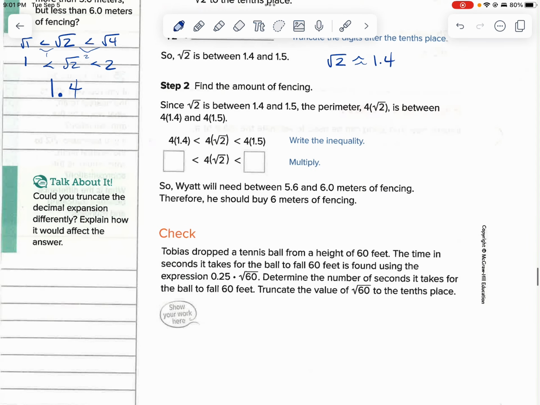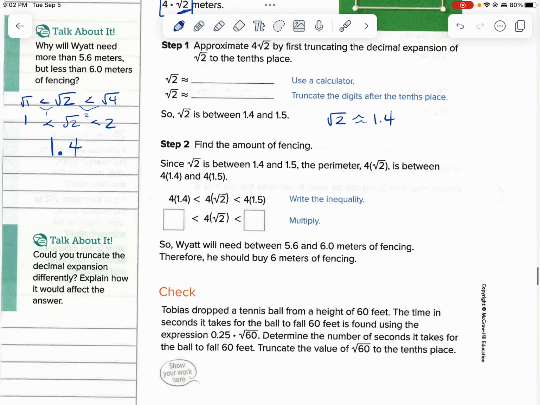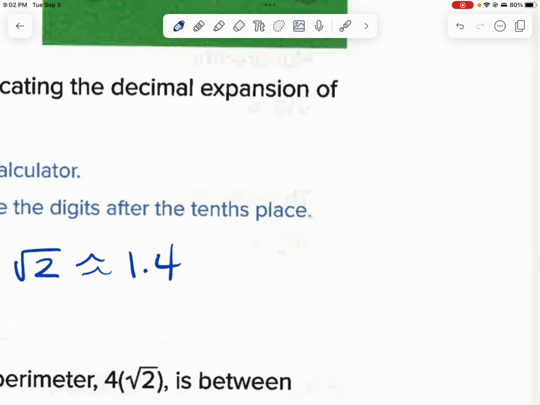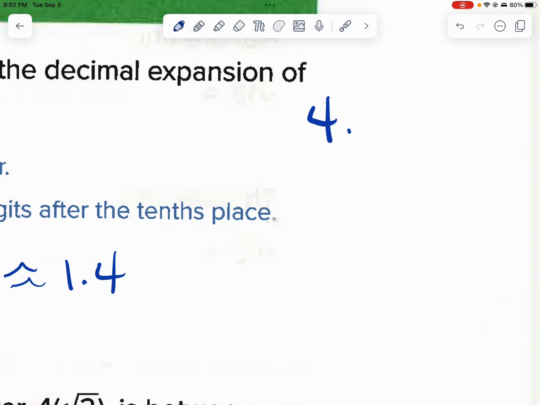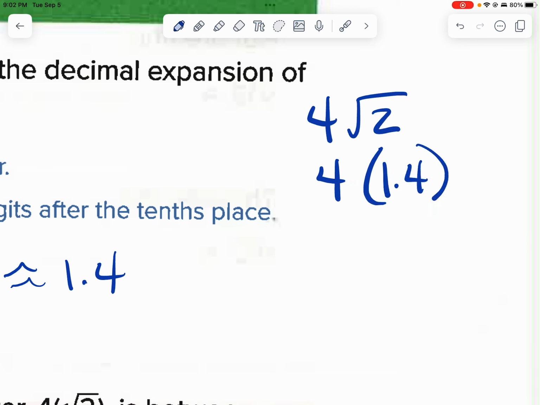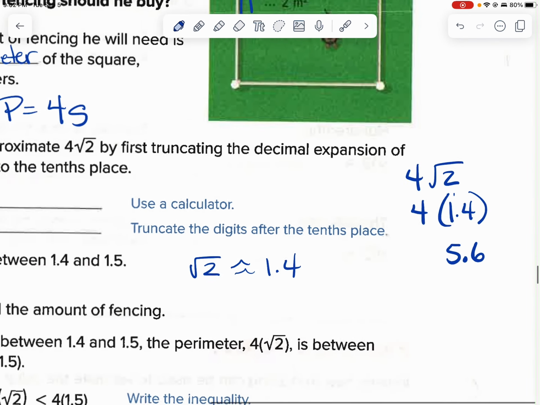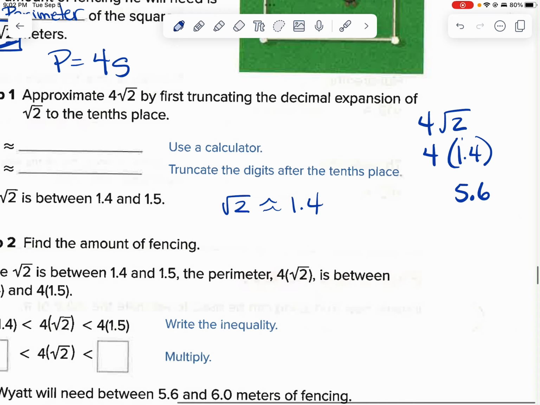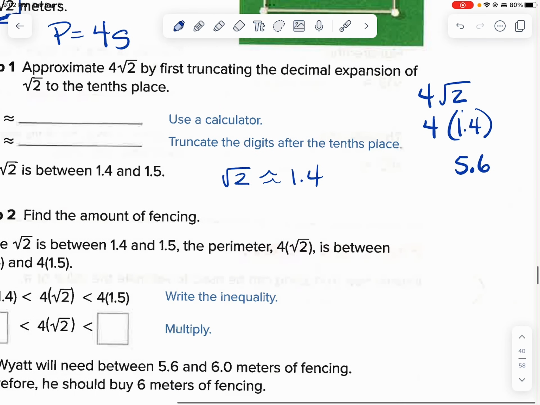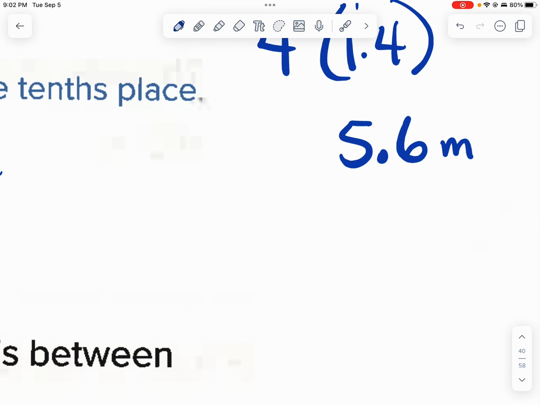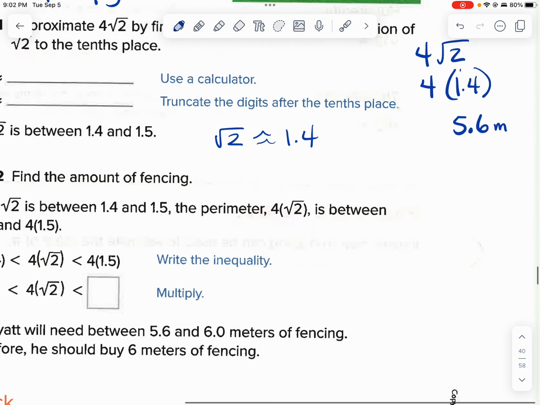So that means, remember, it's 4 times the square root of 2. So I take 4 and I multiply it by 1.4. When I do that, I get 5.6. I'm trying to find the measure. 5.6 meters. Okay.